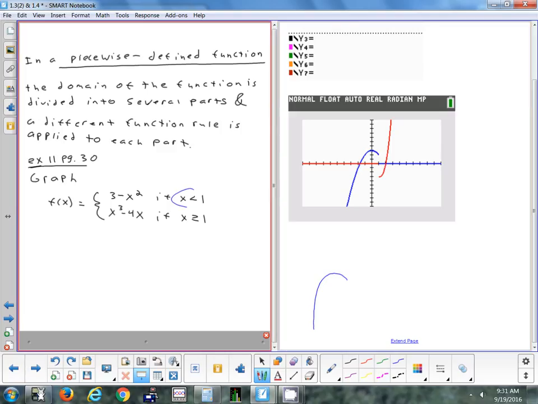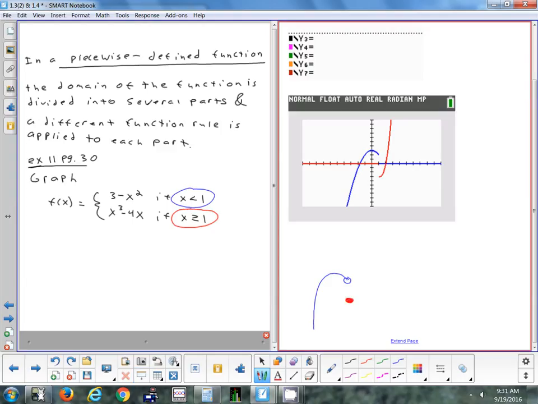And notice here, are we including 1 or are we strictly less than 1? We're less than 1, so we're not including it. So technically there should be a little open circle on the end. Calculator can't do that. And then what about in this one? Are we including 1 or are we strictly greater than 1? This time we're including it. So including 1 up. That's how a piecewise function looks.